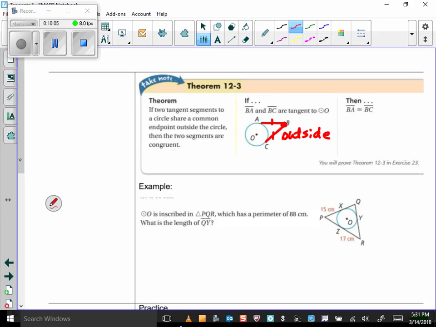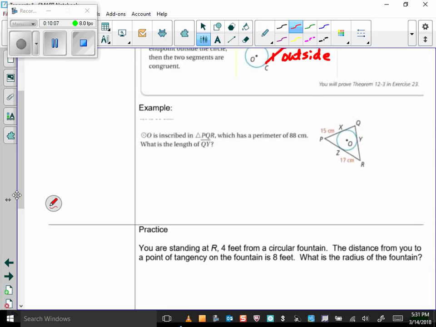All right, so we've got a practice problem here. Circle O is inscribed in triangle PQR. Oh, we know what inscribed means, right? So that means we have 3 points of tangency here. That circle touches that triangle, touches each side once. The perimeter is 88. What is the length of QY? So here's what we're looking for. QY, I'm going to call that X. So let's see, what do we know from the theorem we just looked at?